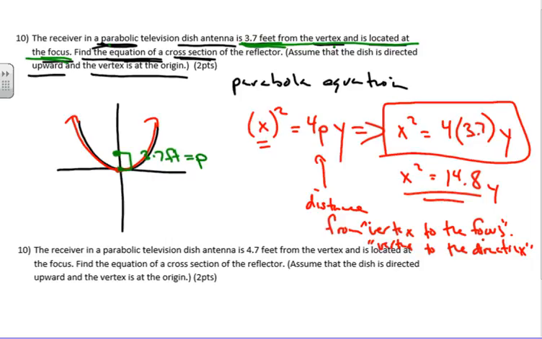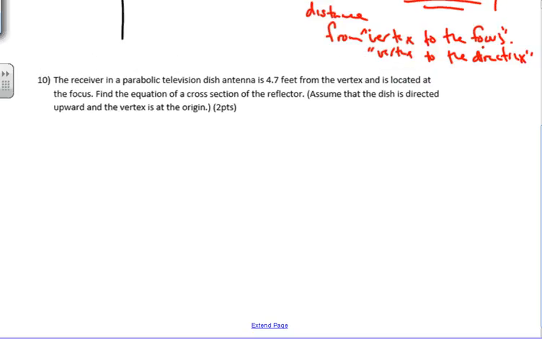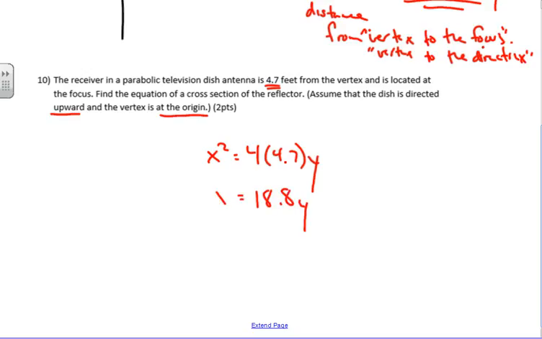All right. We have another one. Very similar. The only thing that has changed in this one is that our distance from our focus is 4.7. Same thing, once again, just a different answer. It's also moving upward, vertex is the origin, so we have x squared equals 4p, 4 times 4.7, all right, times y. Taking this, it's 18.8y equals x squared. Do your math, and that's what you got.